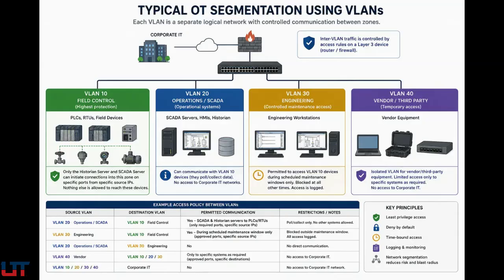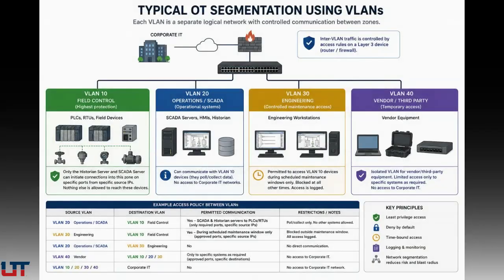We'll create another VLAN, VLAN 30, which holds engineering workstations. Engineers need maintenance access to PLCs on a scheduled basis, but that access should be controlled, logged, and probably not always on. VLAN 30 might be permitted to reach VLAN 10 during a specific maintenance window and blocked at all other times. Another VLAN, maybe 40, might hold vendor equipment brought on site temporarily. Complete isolation from everything except the specific device the vendor is servicing.